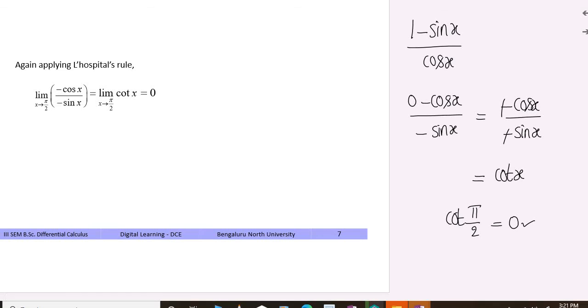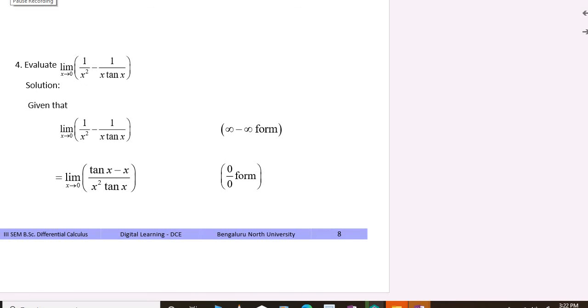Next question. Evaluate limit x tends to 0, 1 by x square minus 1 by x tan x. By direct substitution of x equal to 0, 1 by x square means 1 by 0 square is infinity. 1 by x tan x is also infinity, so we get infinity minus infinity, an indeterminate form.